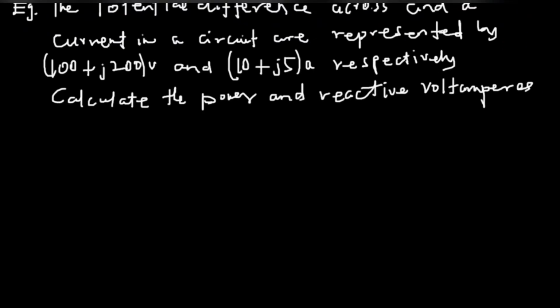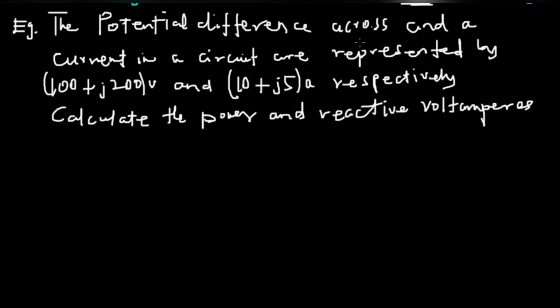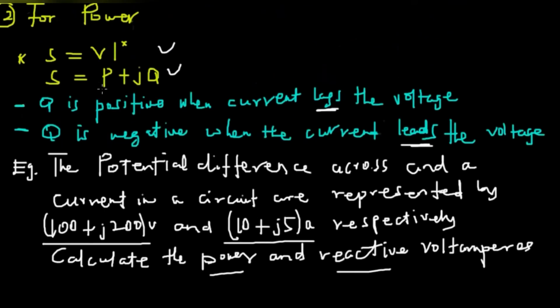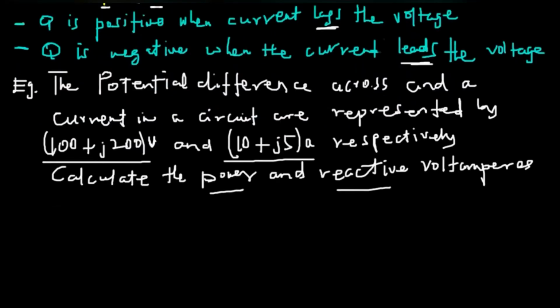So we have the potential difference across and a current in a circuit represented by this and that. This is the voltage, this is the current respectively. You have to calculate the power and then the reactive volt amperes, and we've been given this and that already. This is volts, and this is amperes. So let's move on to solving this simple question.